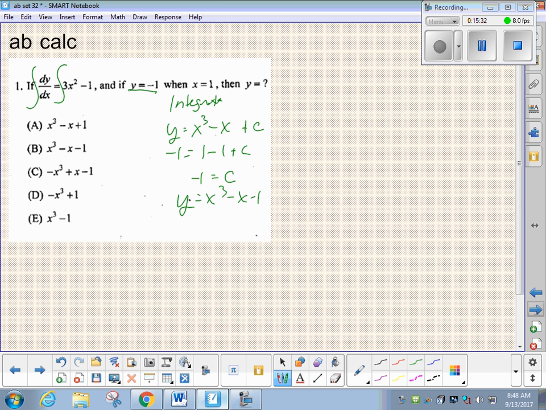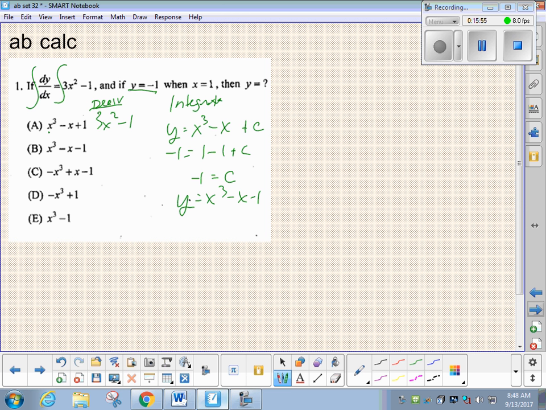Give me another way besides doing that. Okay? Instead of integrating, try derivative. What's the derivative of this? 3x squared. 1. Minus 1. Is it in the running still? Yeah, that has the right derivative.